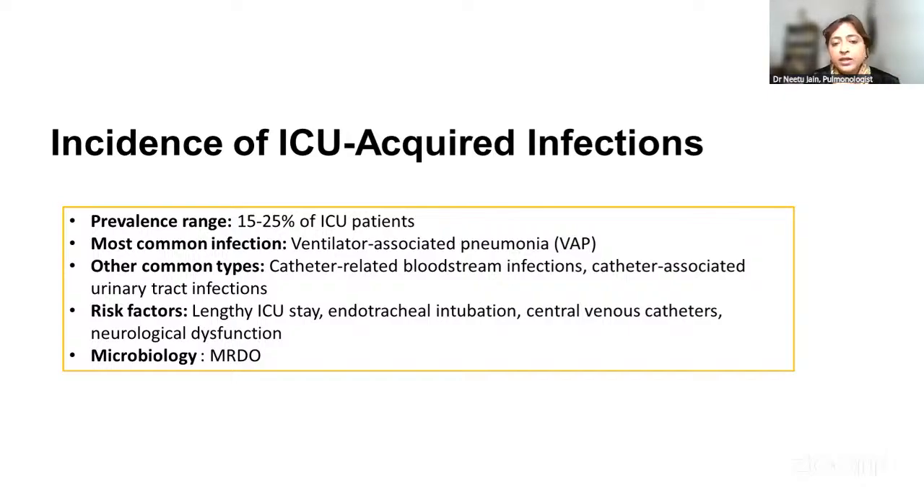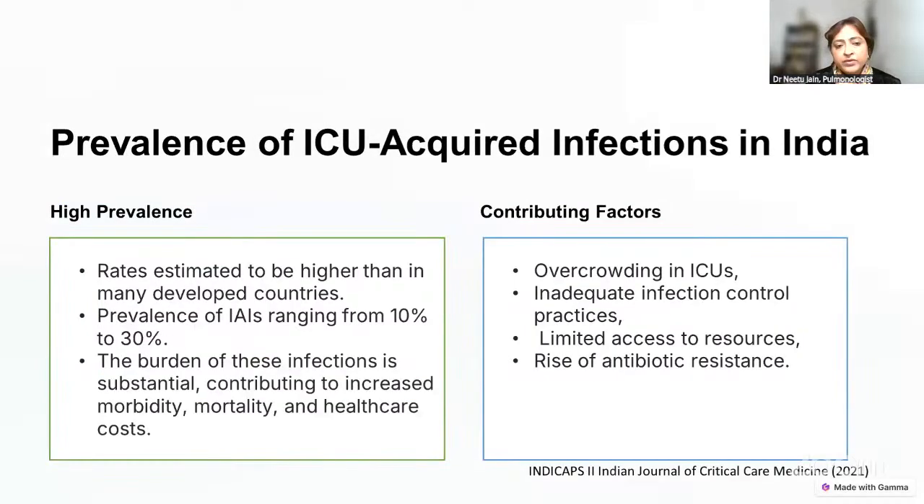Risk factors are catheters and neurological dysfunction. That means a typical profile of any ICU patient. And the microbiology is usually multi-drug resistant organisms, and we are not left with any antibiotic to give patients. We have exhausted our armamentarium, and infections are still progressing. So this is how difficult ICU acquired infections are to treat.